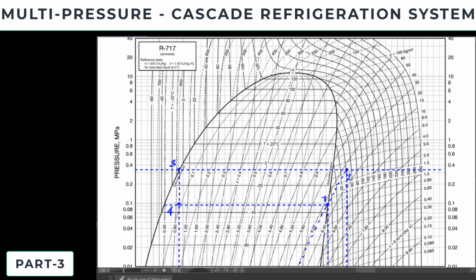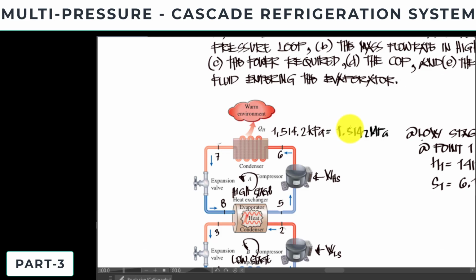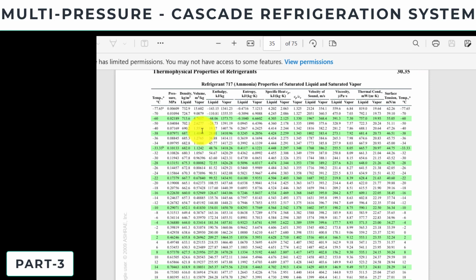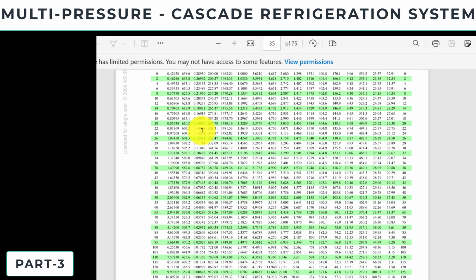So next, we're going to plot yung high pressure naman, high pressure side. So that will be pressure niya. So that is 1.514. So referring sa table, so that is 1.5142. So that will be the pressure. So let's try to check that one. So 1.514, so it is in between ng 40 degrees at saka 42.